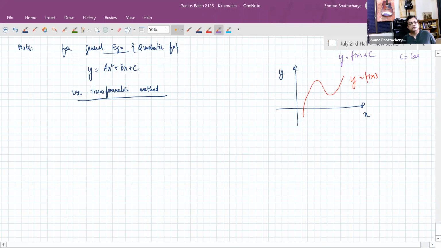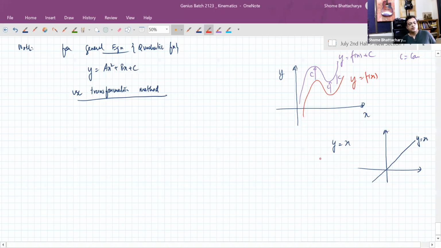C is a constant. Then all you have to do is lift this whole graph up by c. Just lift it everywhere by c. So a very simple example. Suppose we have y is equal to x. Any graph will work. So this is y equal to x.